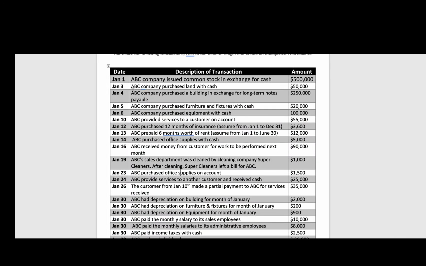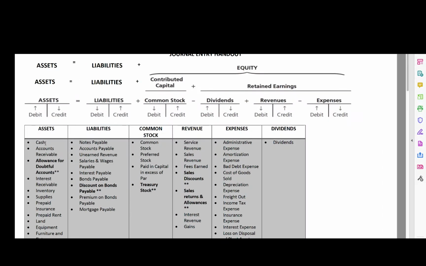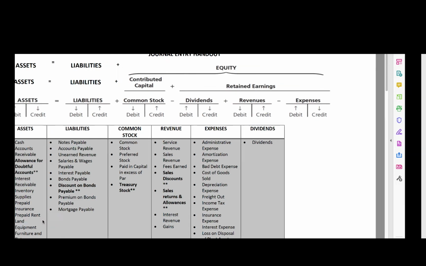So it says on January 3rd, ABC purchased land with cash. So I received land, I give cash, right? How do we journalize that? Land is an asset. I give cash, cash is going down, that's a credit. Land is an asset, land is going up, that's a debit. So I'm debiting land and I'm crediting cash.